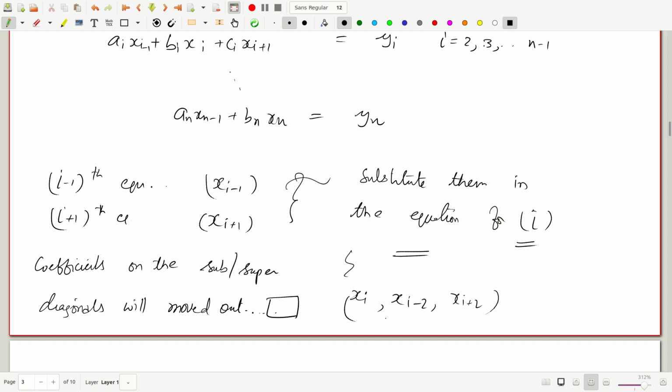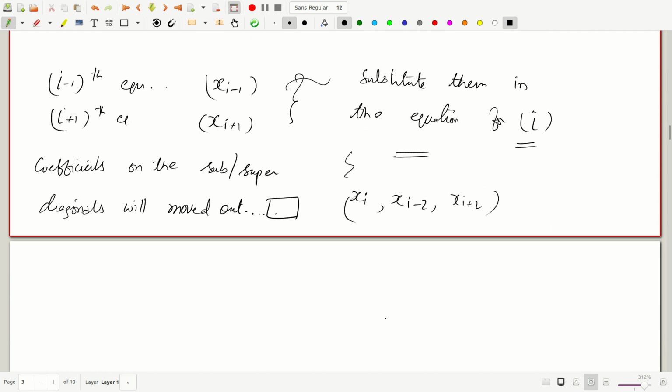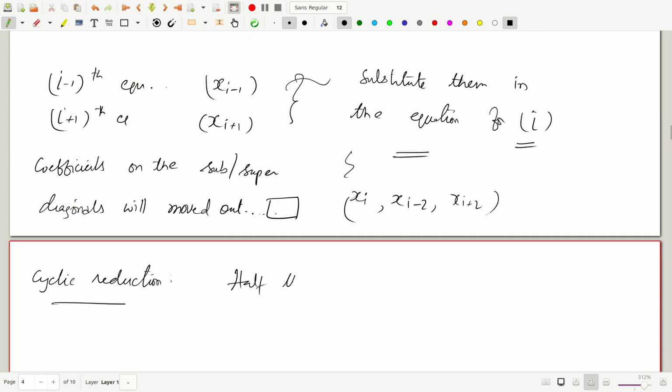Now cyclic reduction is also very much the same as recursive doubling, but while you are doing these substitutions and removing the sub and super diagonal elements, you are also reducing the system, so that only half the number of equations are solved.